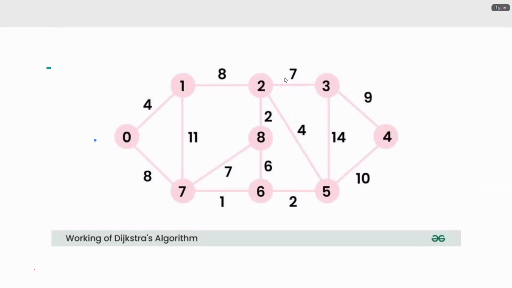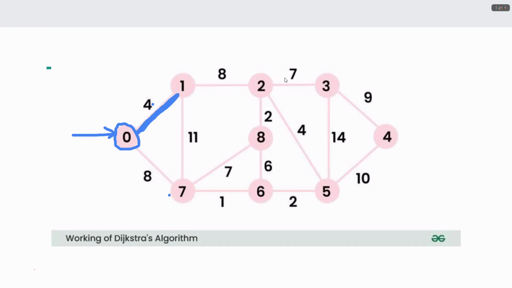So what are we going to do? We have to decide on a starting node. Suppose let's say we are starting from 0. So how are we going to do this? We are going to select the edge with least weight, which is 4 in our case. So we would just say we can go there.